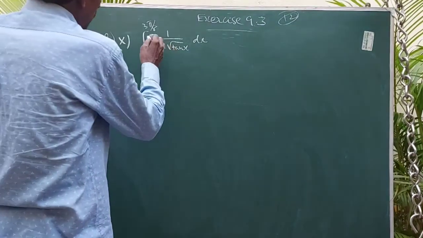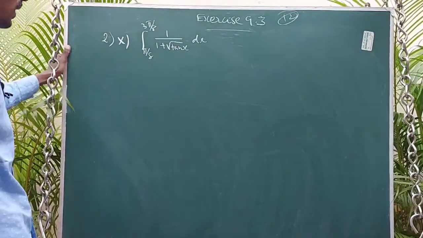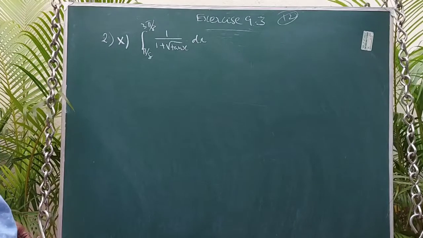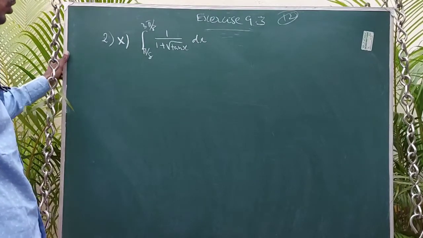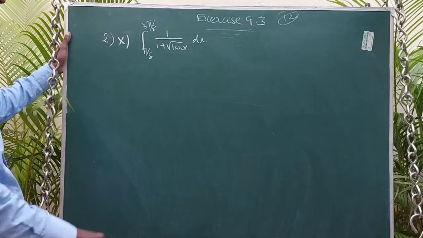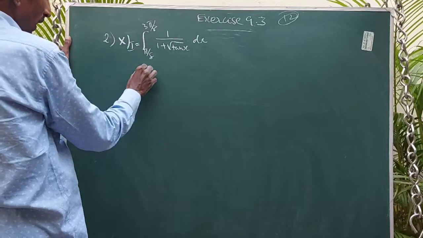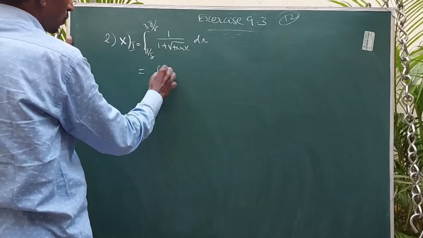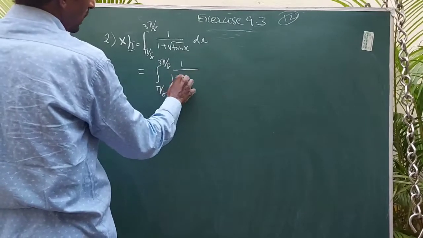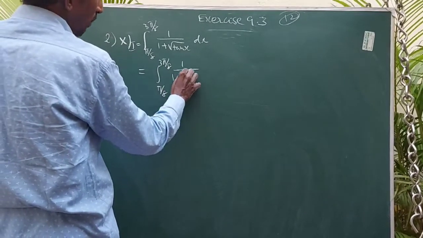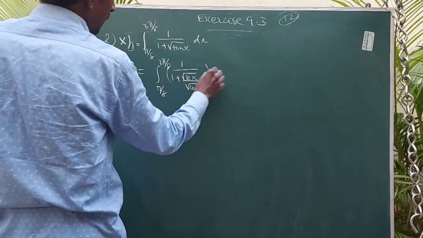So first look here, subdivision 10, question number 2, exercise 9.3, evaluate integral pi by 8 to 3 pi by 8, 1 by 1 plus root tan x into dx. Okay, so look here, take it as some I, equal to integral pi by 8 to 3 pi by 8, 1 by 1 plus root tan x, where root tan x can be written as root sin x by root cos x, into dx.